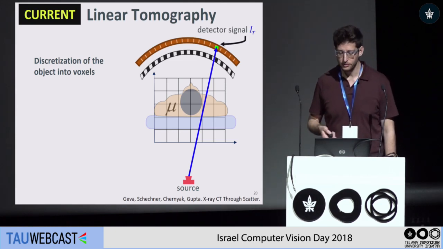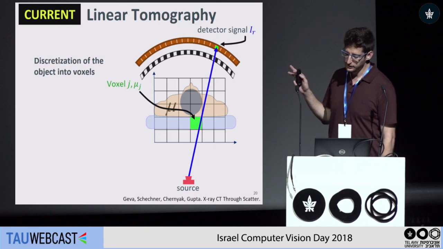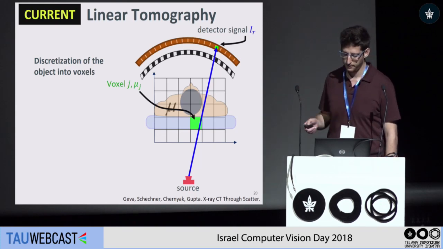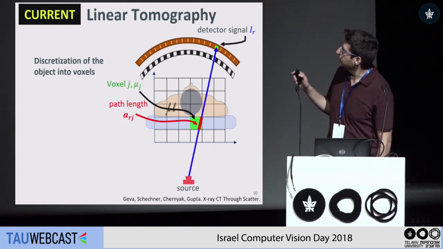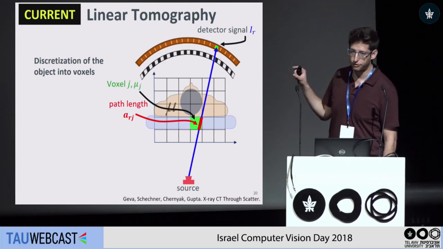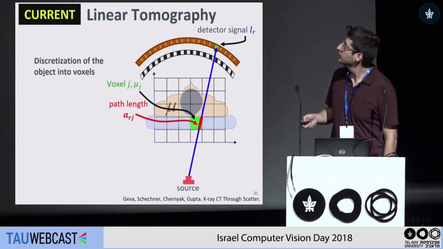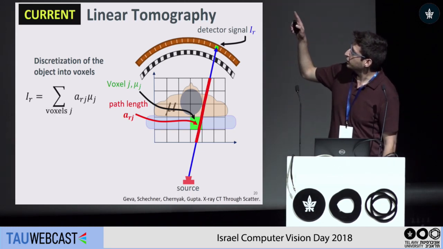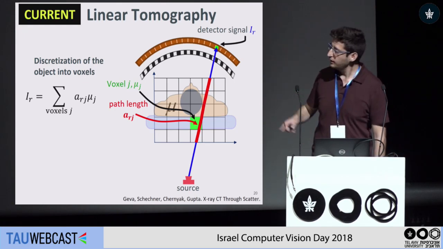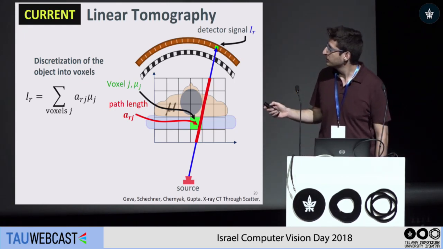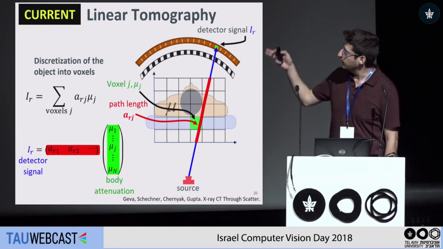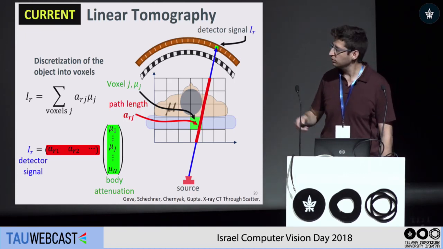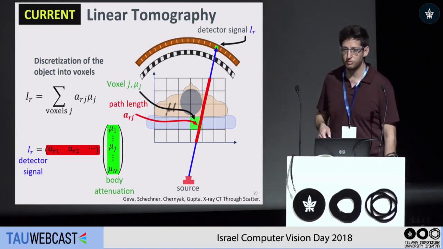How is IR formed? This is voxel J with value mu J. ARJ is the length of the intersection of ray R with voxel J. Then the value of IR accumulates along the ray, as shown here. Or in matrix form, all values of mu are stacked in a column vector, values of the intersections in a row vector, and IR is the product.